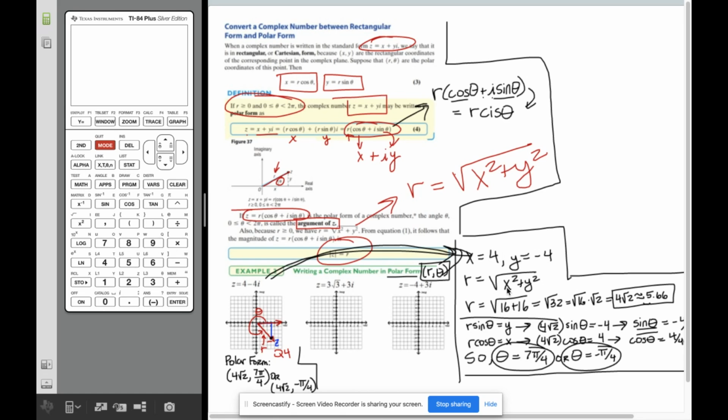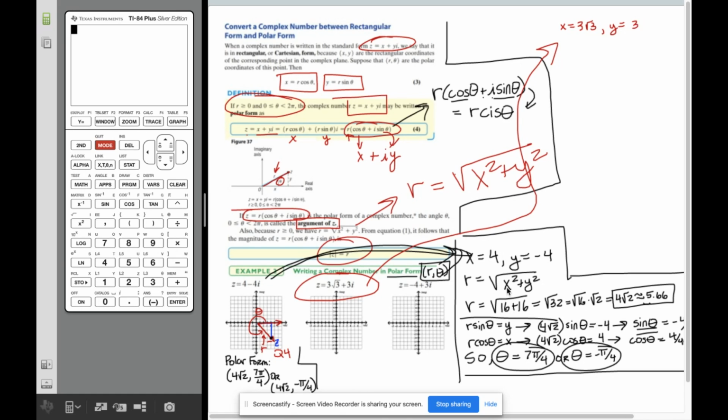Okay, so let's look at the second one right here: 3 radical 3 plus 3i. If you think about what 3 radical 3 is, it's 3 radical 3 to the right and then 3 up. So before we graph that, let's do some conversions up here. All right, so x is 3 radical 3 and y is 3.